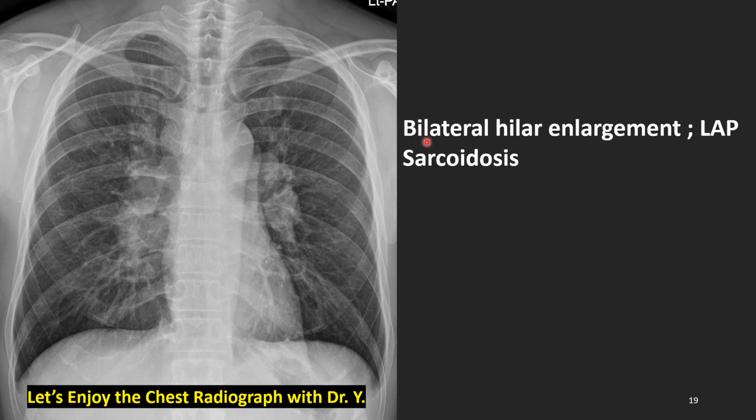This case is bilateral hilar enlargement due to lymphadenopathy, sarcoidosis. What do we see? Bilateral hilar enlargement. True hilar enlargement because the hilar structures are not preserved. Normal structure, normal anatomies are gone. This is lymph node enlargement, also due to higher density. This is sarcoidosis with bilateral hilar lymph node enlargement.